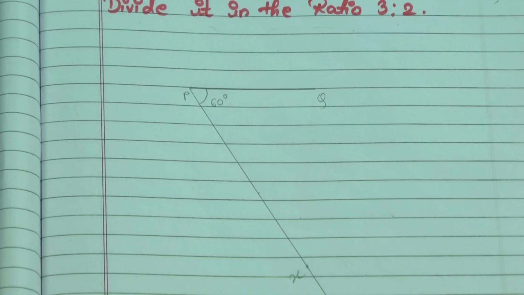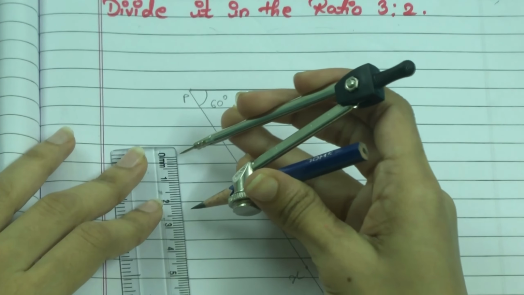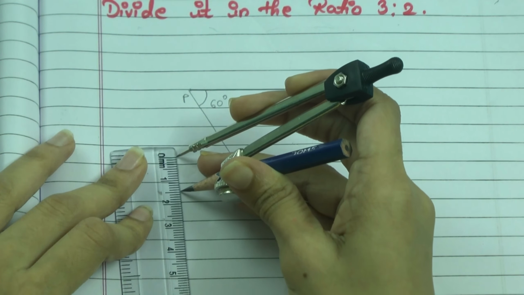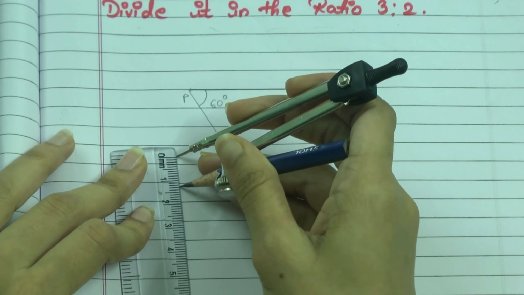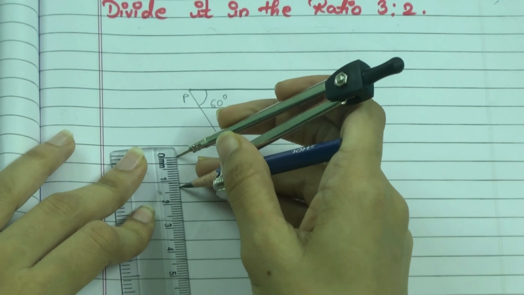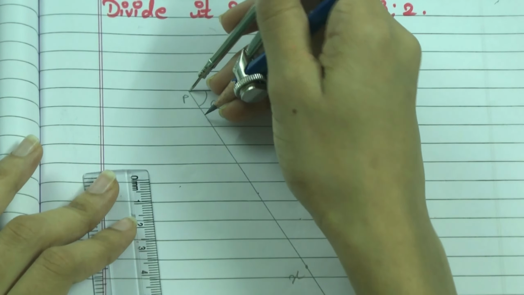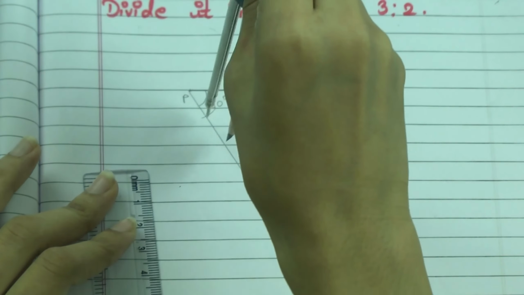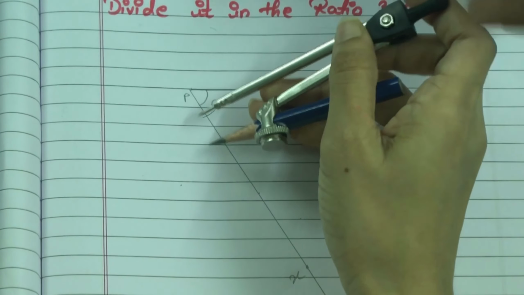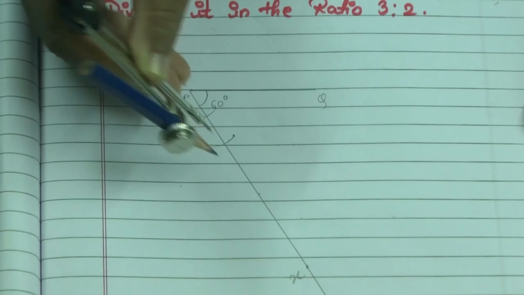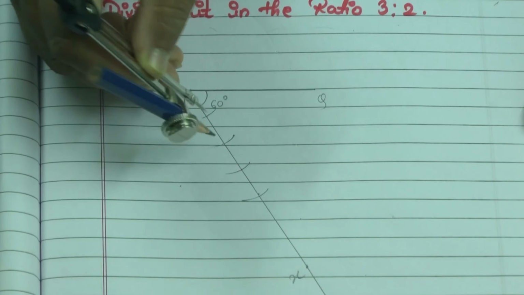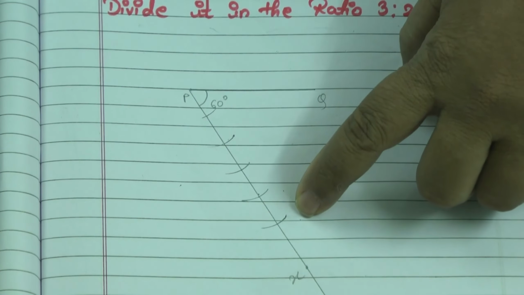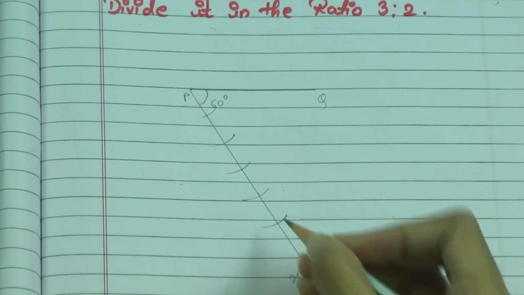After labeling it as x, divide this into equal parts, taking an approximate measurement, say 1.2 or 1.3, okay, and divide it. Give an arc, 5 arcs, keep the compass. 1, 2, 3, 4 and 5. Now the fifth arc should be joined with the point Q.